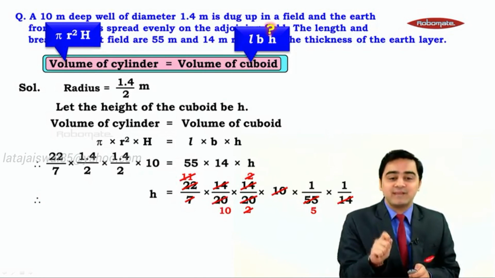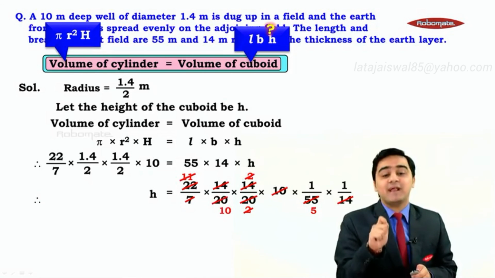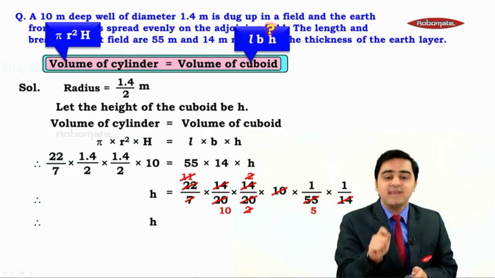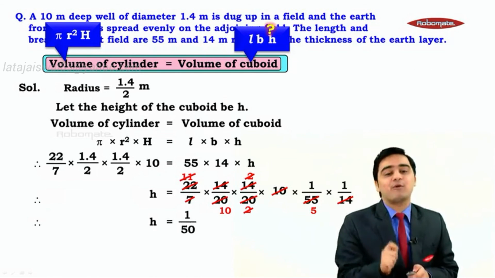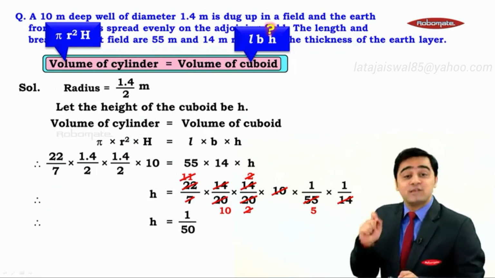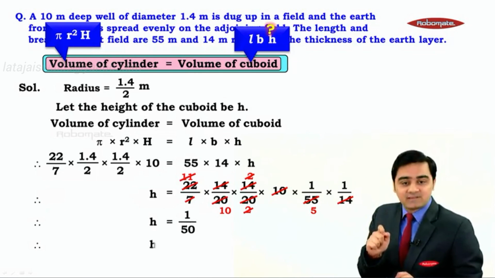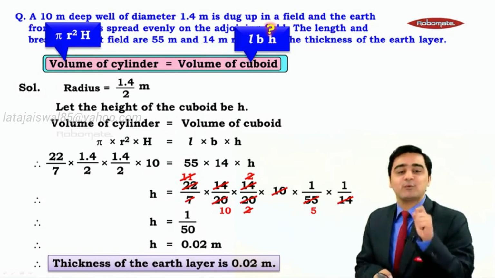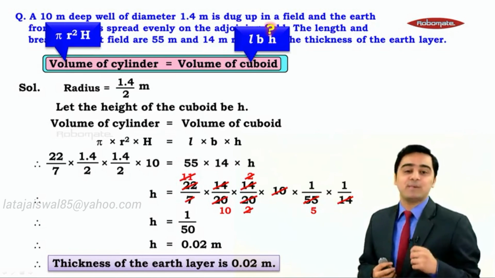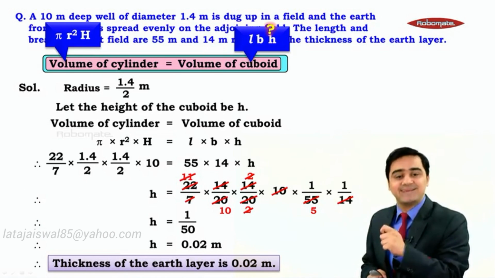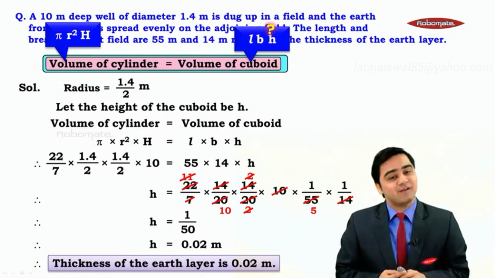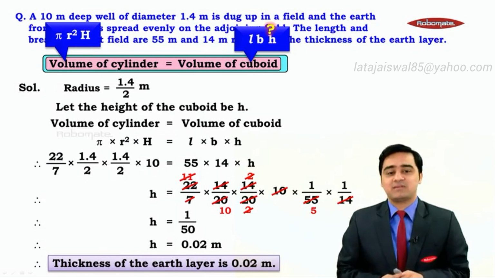So we are left with 1 in the numerator and 10 into 5, that is 50 in the denominator. So we can say therefore h is equal to 1 upon 50. 1 upon 50 is 0.02. So we can say therefore h, that is the height of the cuboidal field, is 0.02 meter. And finally we can complete by saying therefore the thickness of the earth layer is 0.02 meter. A very beautiful sum, at the same time very interesting. Thank you.